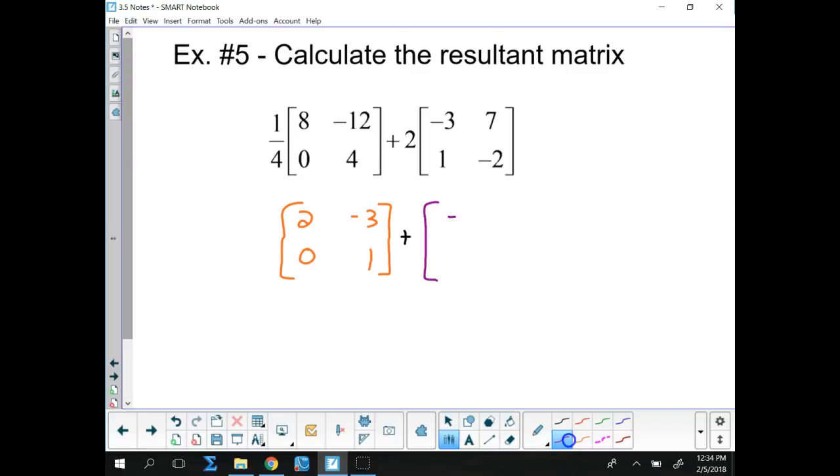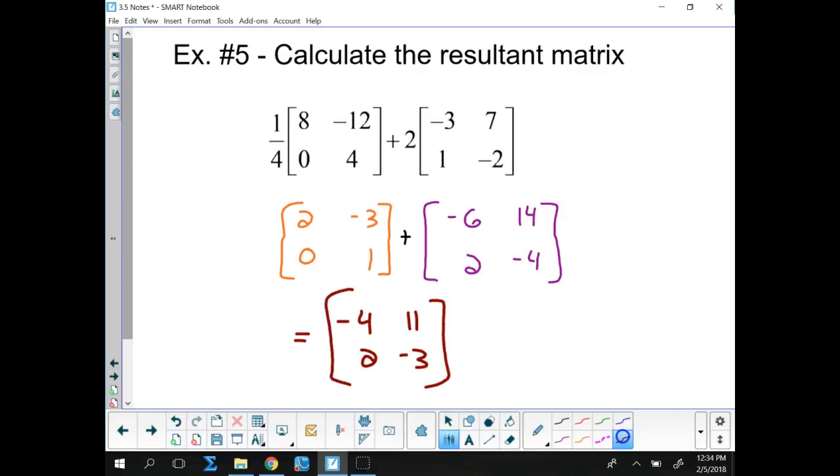Two times -3 is -6. 2 times 7 is 14. 2 times 1 is 2. 2 times -2 is -4. 2 plus -6 is -4. -3 plus 14 is 11. 0 plus 2 is 2. 1 plus -4 is -3. So my resultant matrix is the 2 by 2 matrix, -4, 11, 2, -3.